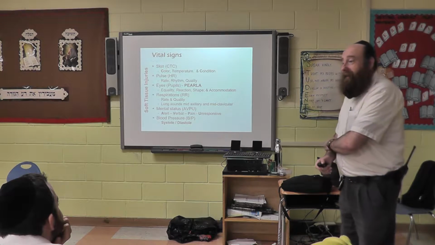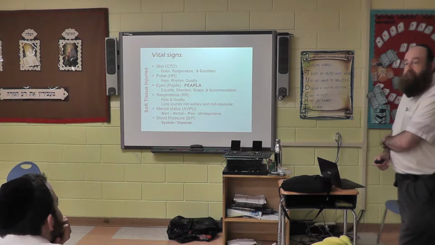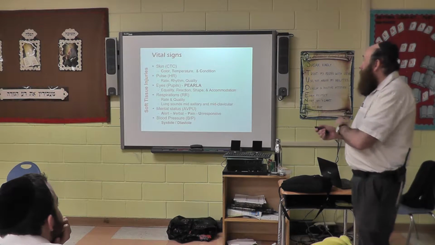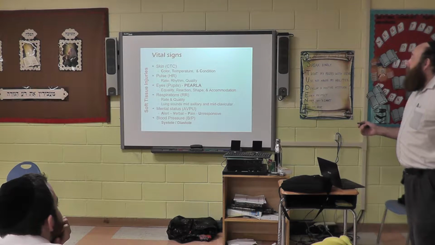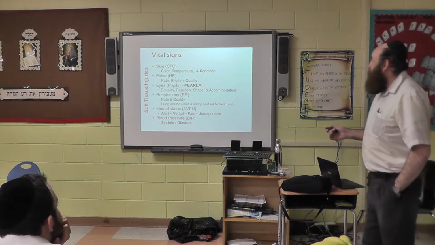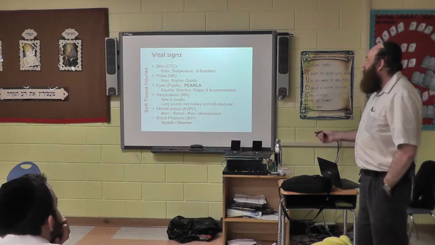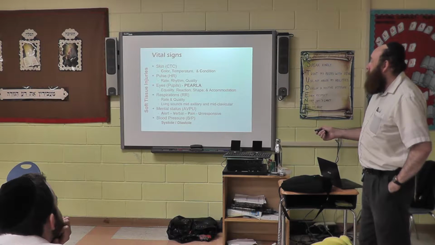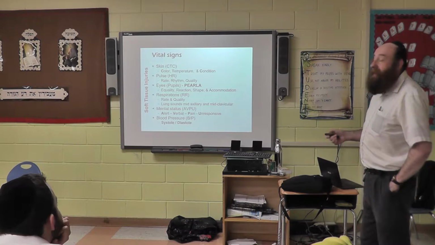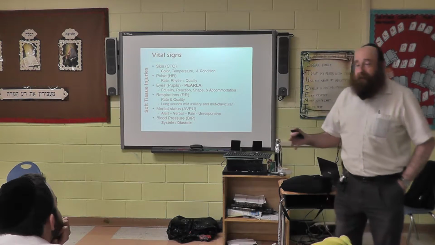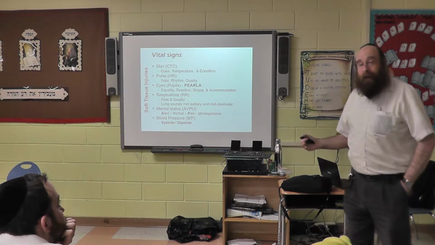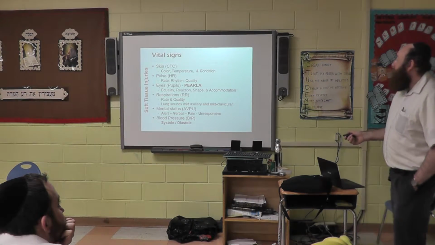What's condition? Whatever works. The condition was clammy. Wet, dry, clammy, stuff like that. Heart rate, rhythm, quality. We're going to practice this stuff. Eyes: pupils equal and reactive to light. Respirations, we have rate and quality. Lung sounds: mid-axillary, mid-clavicular. We spoke about these points. Mid-axillary is where we're going to take our lung sounds.